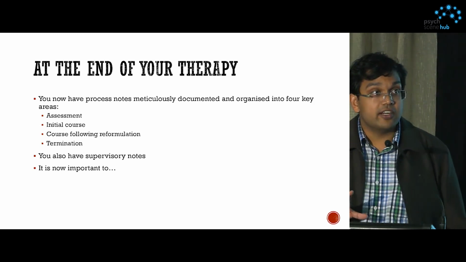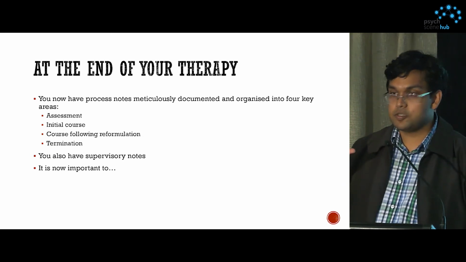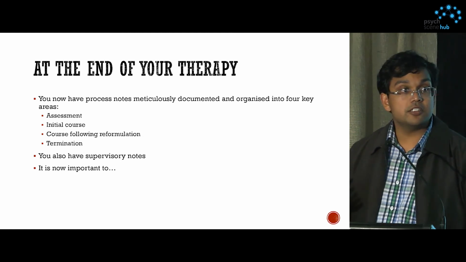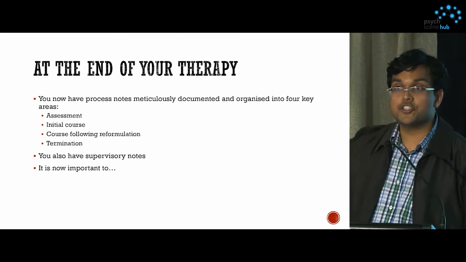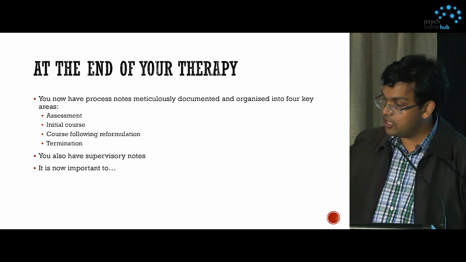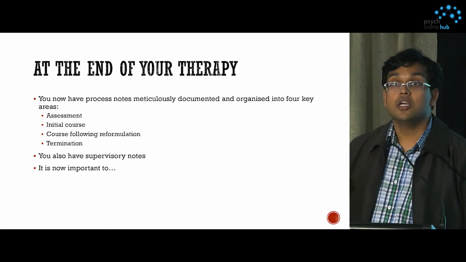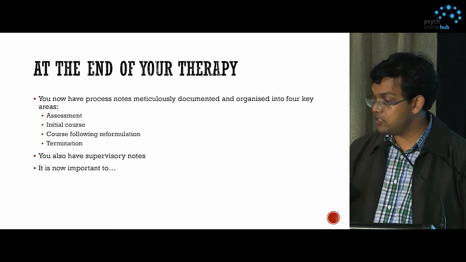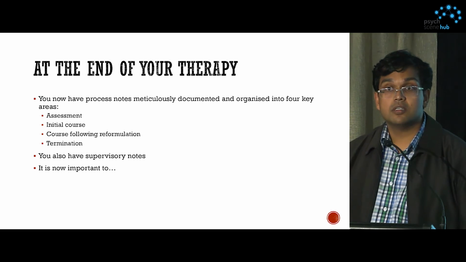And if you've done all that right, at the end of your therapy, you now have a nice big folder of process notes which are meticulously documented, and you've organized them into 4 key areas: your assessment process notes, the initial course process notes, the course following the reformulation, and then finally your termination process notes. You also have all your supervisory notes cross-cataloged into these ones. And now, anyone know what the next important thing to do is?